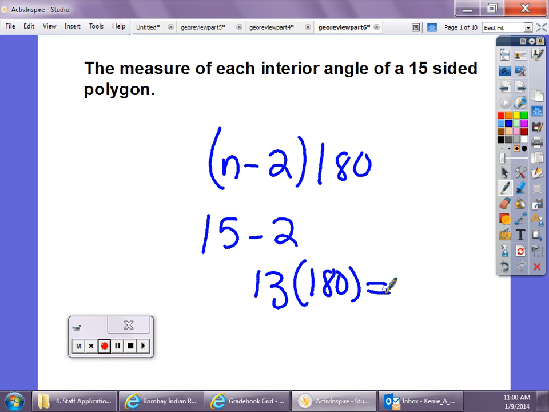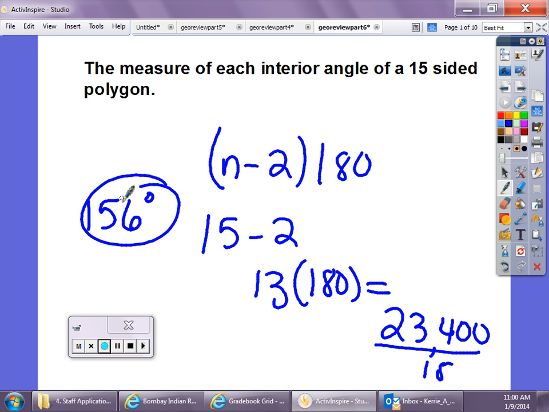Nobody knows? 23,400. Okay, now, that is not each, so what do I need to do now? Divide by 15. When I divide by 15, I get 156 degrees. Is everyone okay with that? 156. Questions, comments, concerns? Okay, moving on.